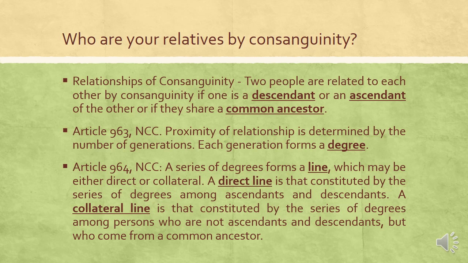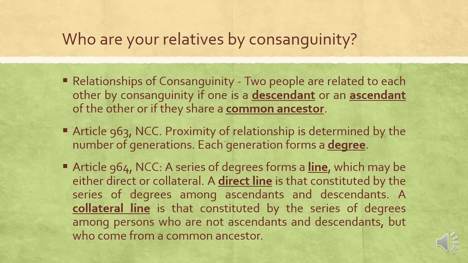Now, a collateral line is that constituted by the series of degrees among persons who are not ascendants and descendants but who come from a common ancestor. So, let us say X and Y are siblings. X has a son named A, Y has a son named B. A has a daughter named C, and B has a son named D. Between X and Y, A and B, C and D, they are what?